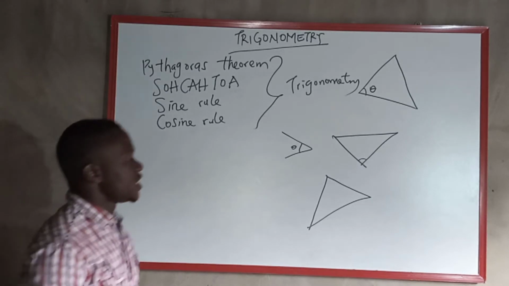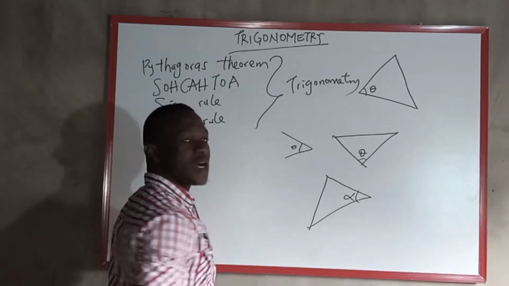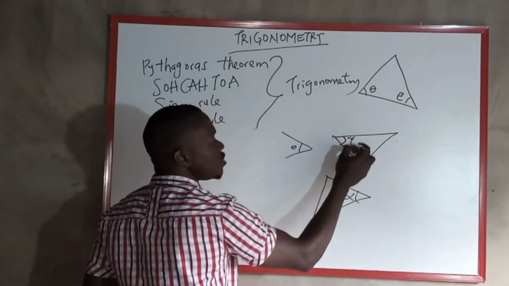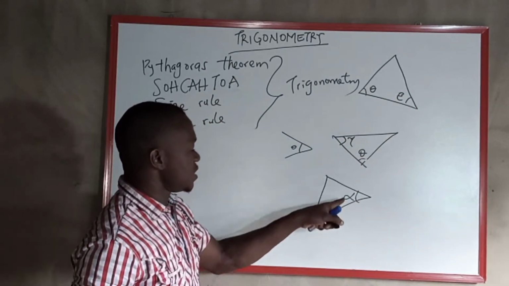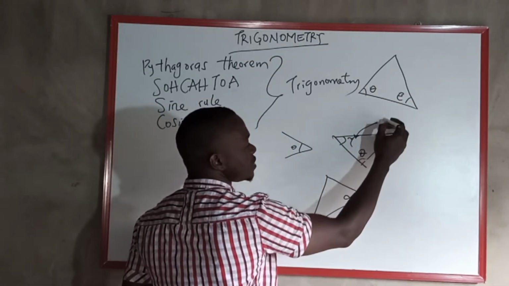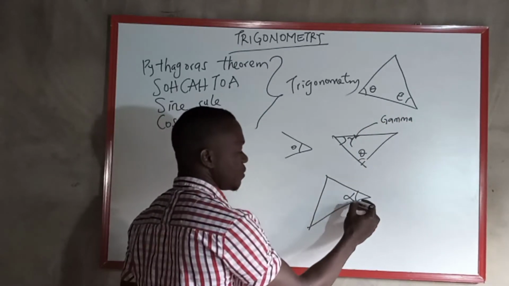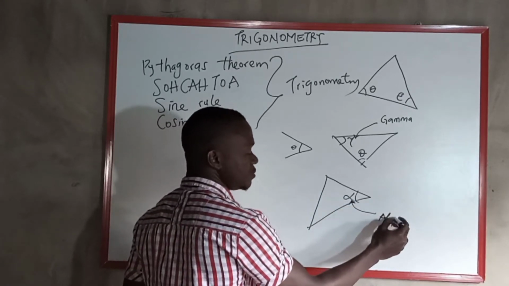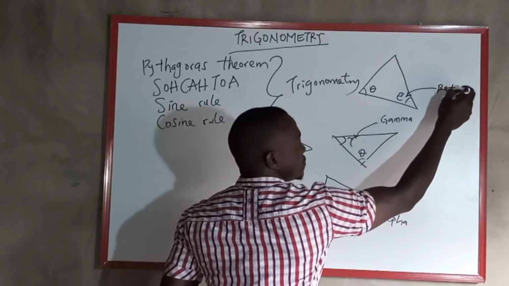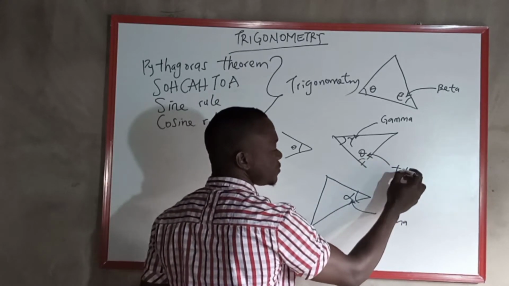So you may be asked to get the unknown angle, maybe angle theta, or maybe angle alpha, or maybe angle beta, or angle gamma. This is theta, this is alpha, this is beta, and this is gamma. So let me just spell it out. This is gamma, as in gamma rays. When we talk about gamma rays in physics, we'll talk about that. And this is alpha, as in alpha rays. Now this is beta, as in beta rays. Now this is our popular theta.